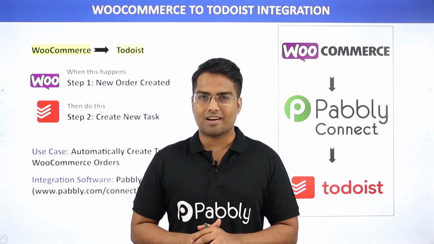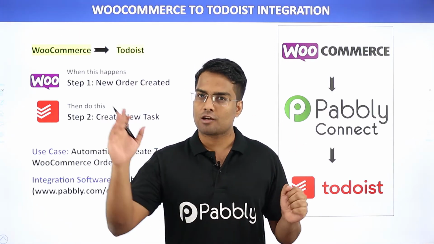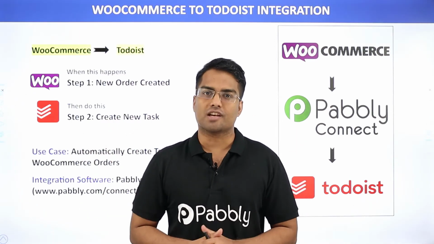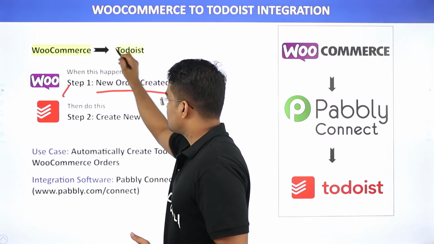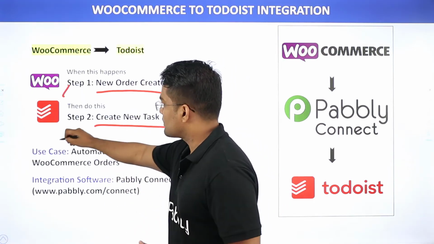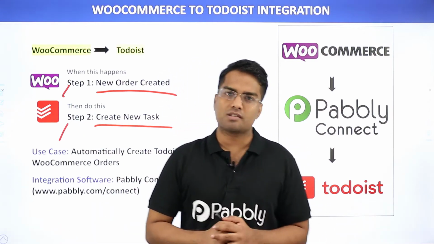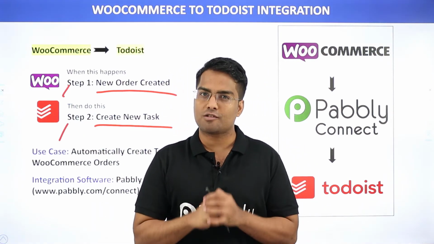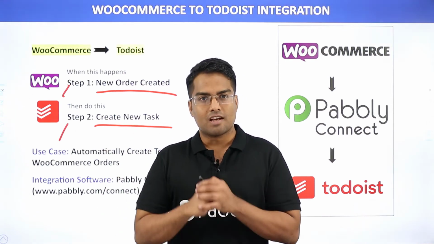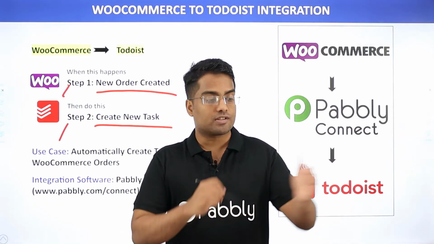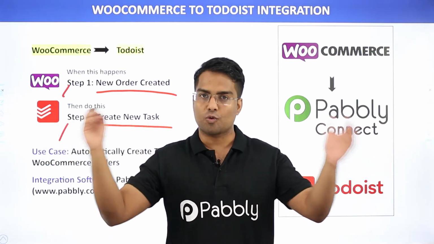So in this video we will learn how to integrate WooCommerce to Todoist. Our use case is pretty simple. When a new order is created in WooCommerce, it will automatically create a new task in Todoist. Now WooCommerce is an online platform where you can sell your stuff online, and Todoist is a list management tool. So what we are going to do is, we are going to send the data from WooCommerce to Todoist.